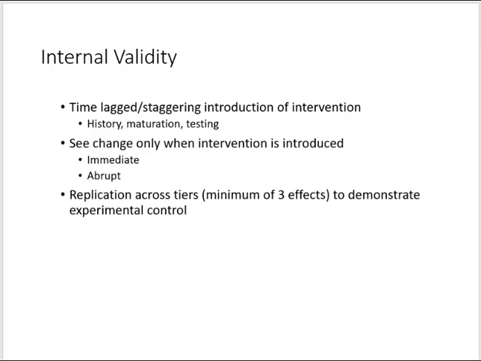Internal validity is inherent in the multiple baseline, multiple probe across participants, settings, behaviors. Because of that stagger and time lagged effect, we can check for threats like history, maturation, testing. Our experimental control is visible when we see change only upon introduction of that independent variable. It should be immediate and it should be abrupt. This can then be replicated across the tiers. We are looking for a minimum of 3 demonstrations of effect at 3 points in time.